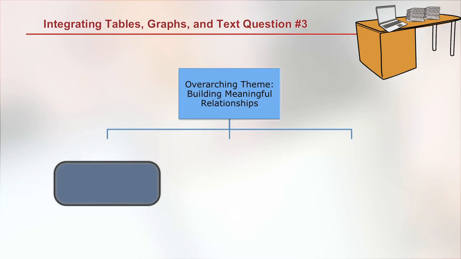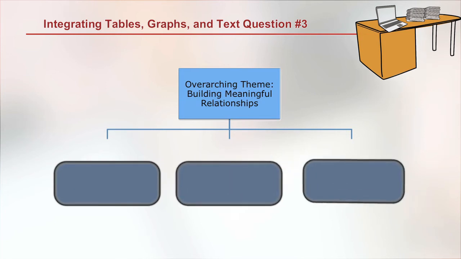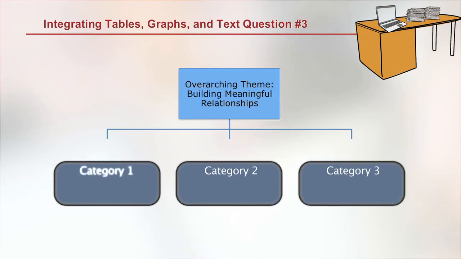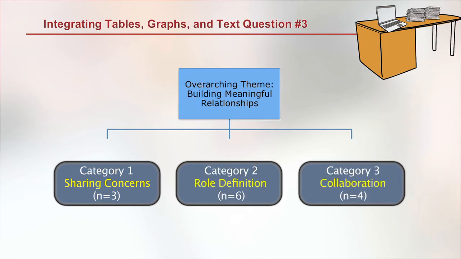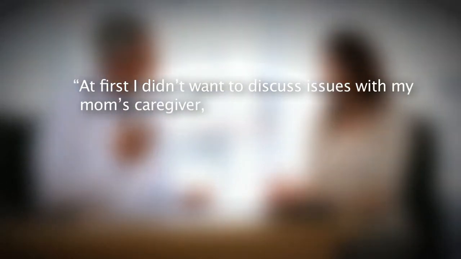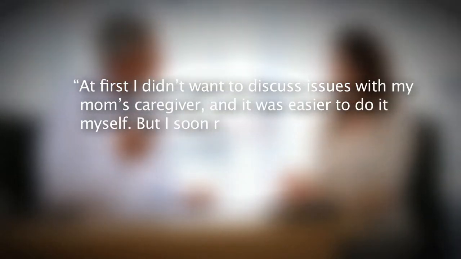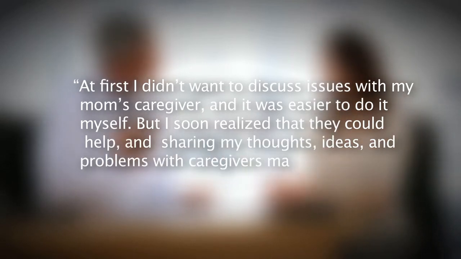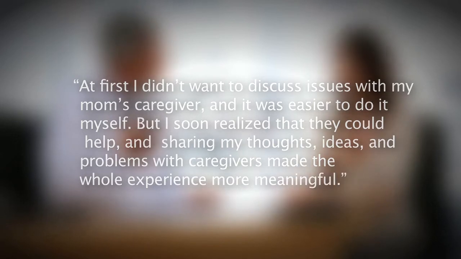Finally, displaying categories of quantitative findings and figures can be very effective. For clinical question 3, this is where you could list how many caregivers discussed issues regarding sharing concerns, role definition, and collaboration. Actual quotations given to the investigator by the participant are also listed in the results section of the write-up. An example of a direct quotation from a family member might be, "At first I didn't want to discuss issues with my mom's caregiver, and it was easier to do it myself. But I soon realized that they could help. And sharing my thoughts, ideas, and problems with caregivers made the whole experience more meaningful."